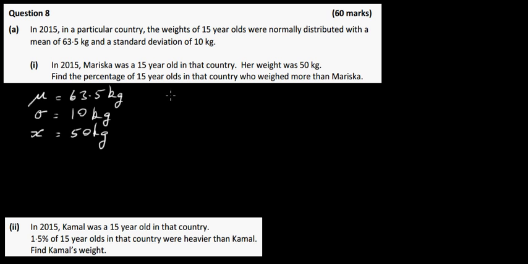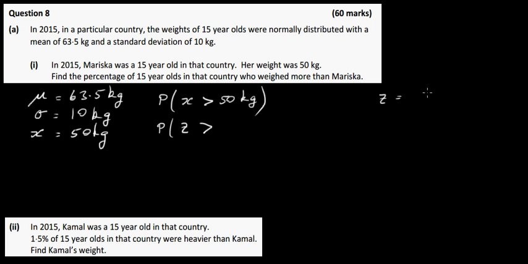So in order to do that, we've got to find a Z value. So what I'm going to do first is just write down what we're asked. We're asked to find really the probability that X is going to be greater than 50 kilograms. Now we can't look this up in our tables. We've got to look up Z values. So we've got to find the probability that Z is greater than some value.